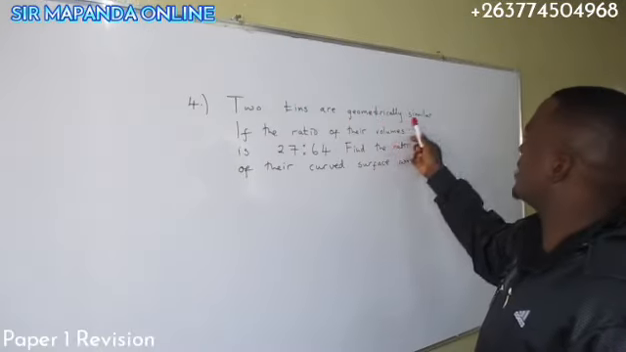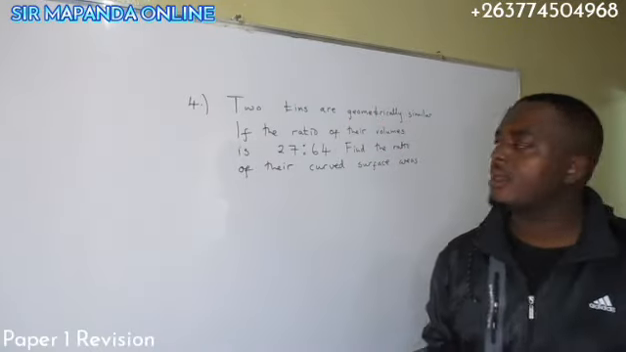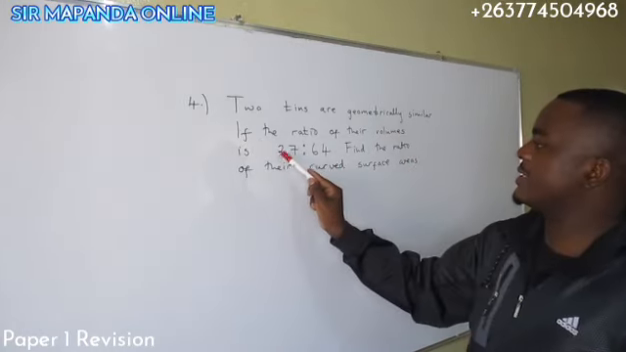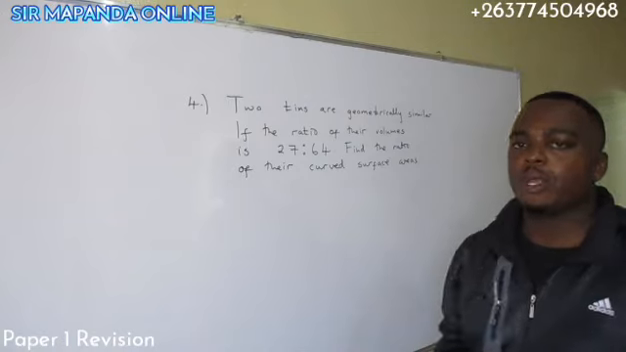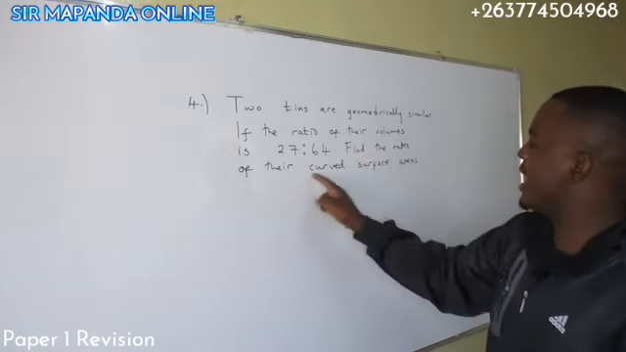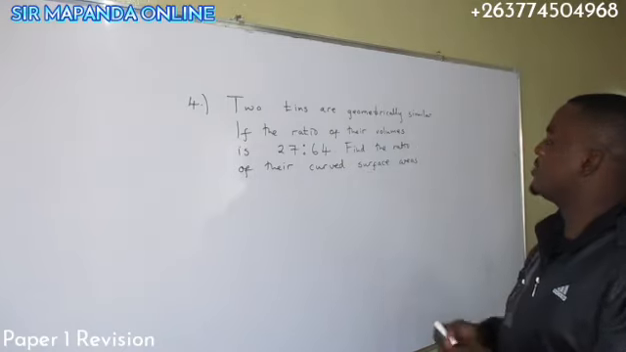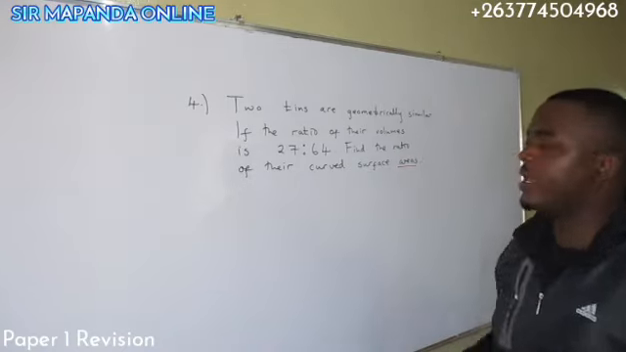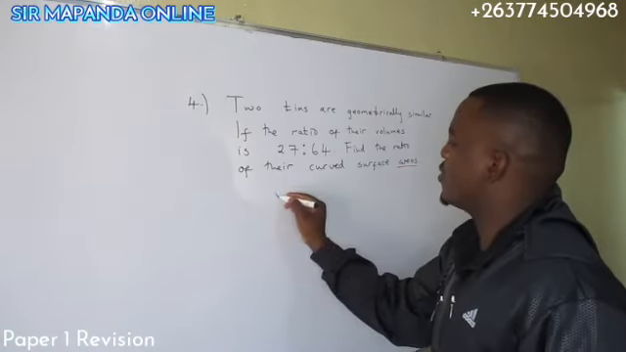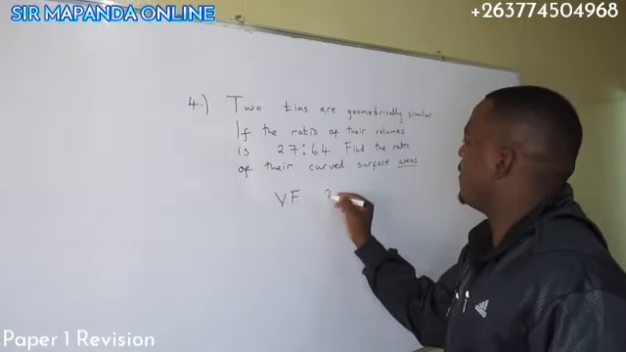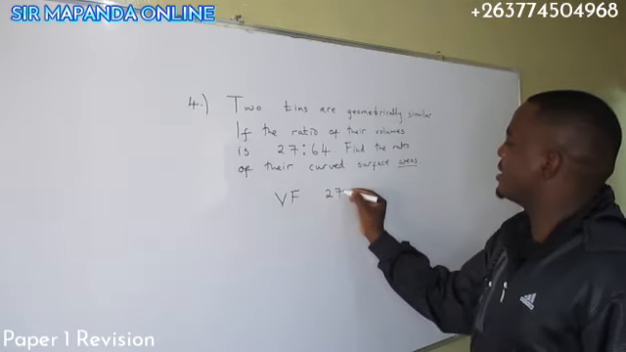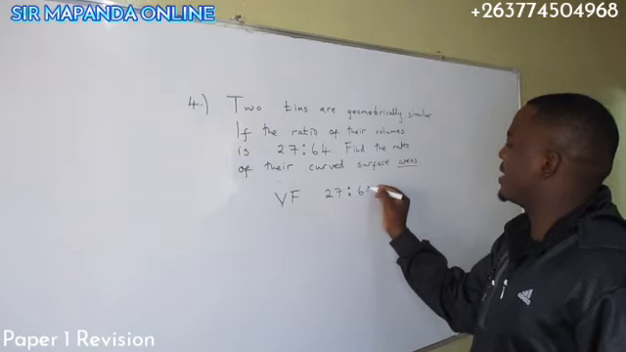Two things are geometrically similar. If the ratio of their volumes is 27 as to 64, find the ratio of their curved surface area. So in simple terms, they want you to find the area factor. So 27 as to 64 denotes what you call volume factor.